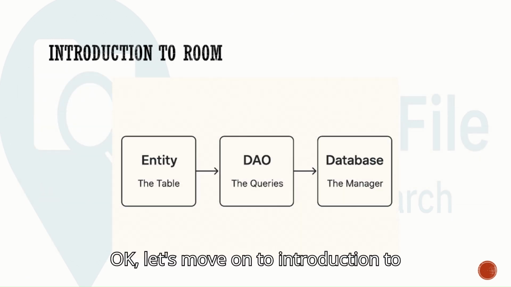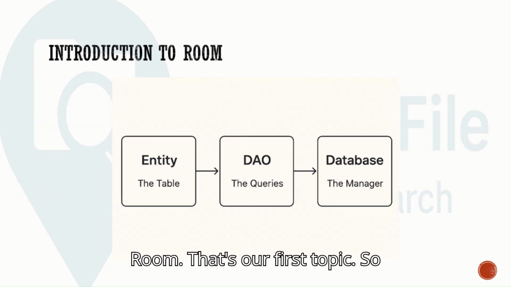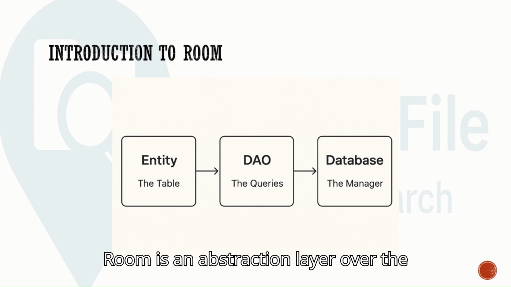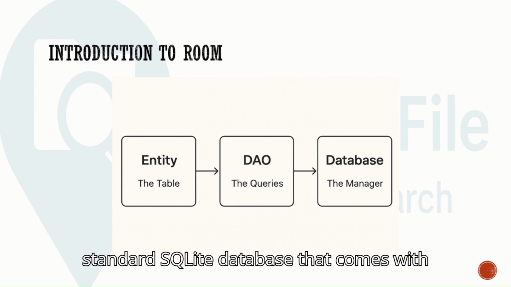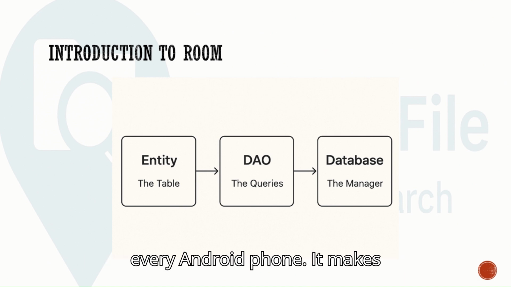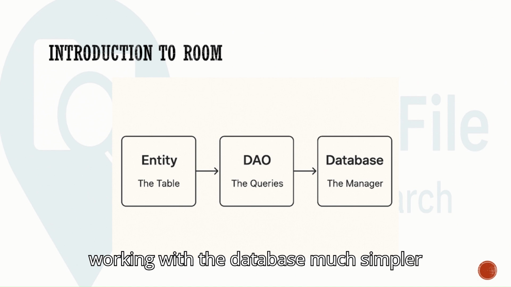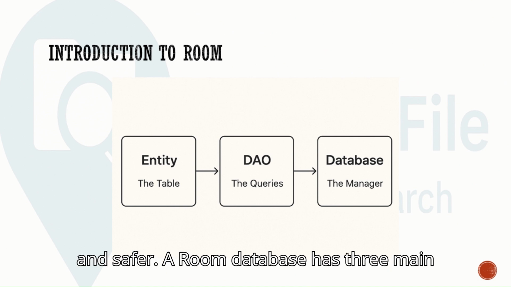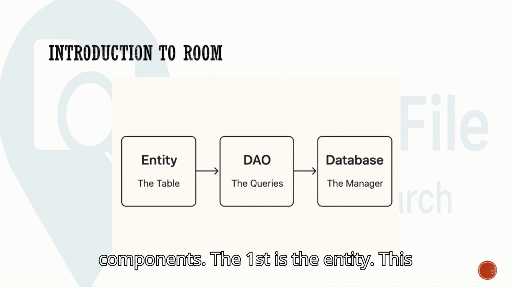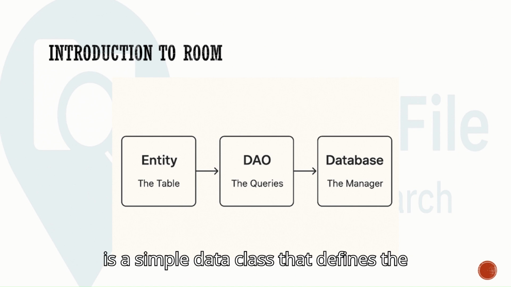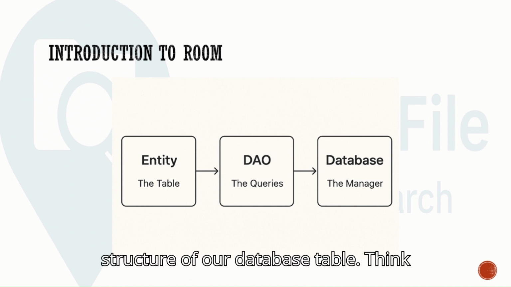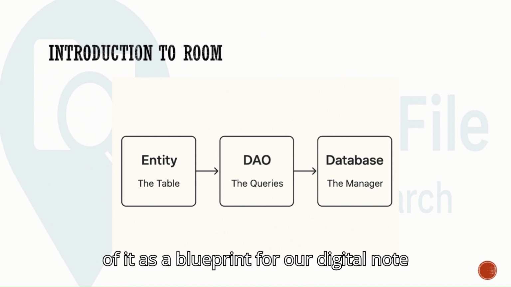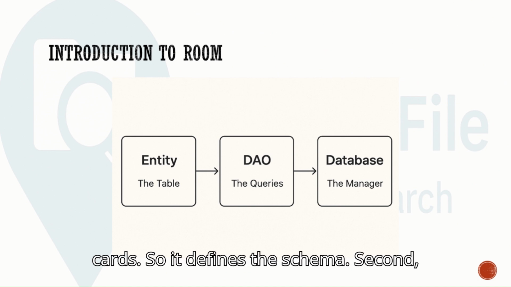Okay, let's move on to Introduction to Room. That's our first topic. Room is an abstraction layer over the standard SQLite database that comes with every Android phone. It makes working with the database much simpler and safer. A Room database has three main components. The first is the entity. This is a simple data class that defines the structure of our database table. Think of it as a blueprint for our digital note cards, or it defines the schema.